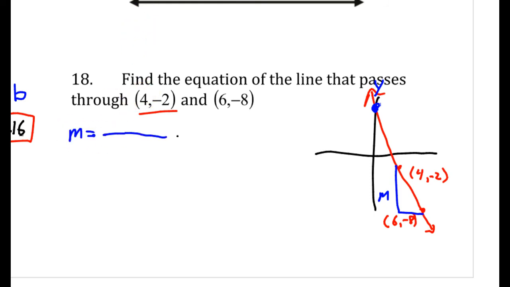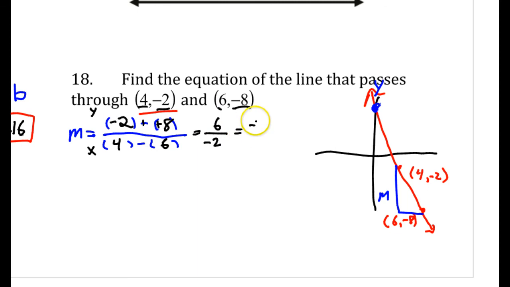Okay, so go ahead and find the slope. One way of doing that is the slope formula. So we have the y's on top, negative 2, negative 8, both y values. On the bottom, the two x values, 4 and 6. So y is always on top, x is always on the bottom, because it's rise over run. So we have negative 2 minus negative 8. Two negatives make a positive. We get 6 over 4 minus 6, which is negative 2. That equals negative 3. Okay. Negative 3. So we know our equation is going to be y equals negative 3 something. Alright, so we got this part figured out.